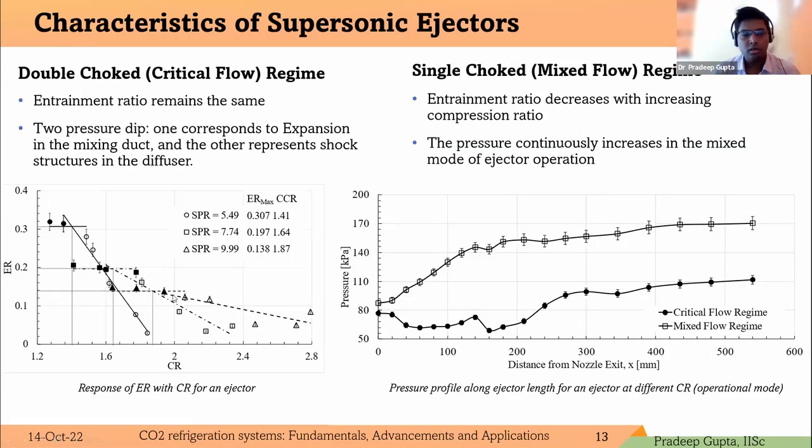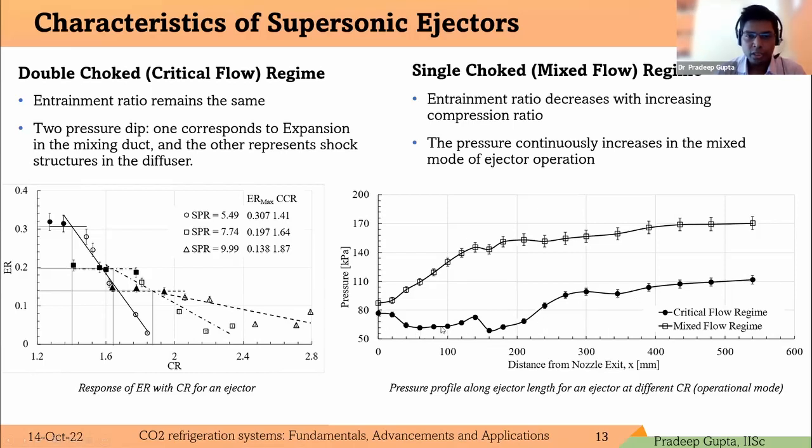So we'll see the performance characteristics based on the mass flow rate measurement and the pressure measurement also for the mixed flow region and critical flow region. This graph I already explained with the schematic: constant entrainment ratio corresponds to the critical mode operation, and this reducing entrainment ratio is a characteristic of the mixed flow region. It is also to be noted here that wherever there is a filled symbol, that corresponds to critical mode operation, and the open symbol corresponds to the mixed mode operation, and that is consistent throughout the slides.